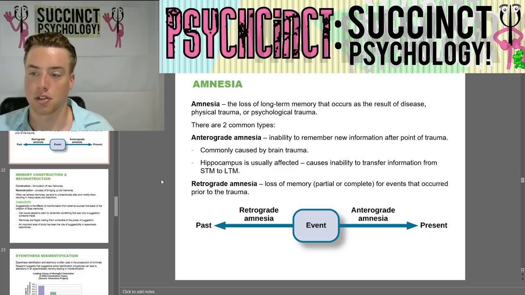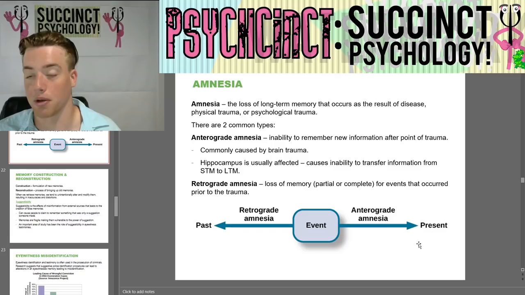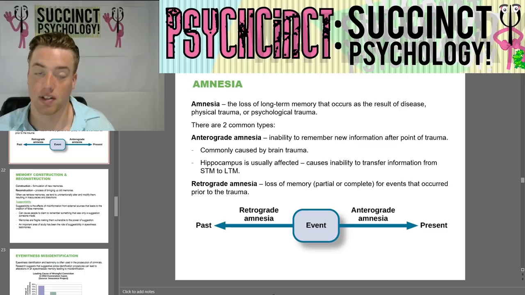And here you have retrograde, you lose your memory of events that occurred prior to the event. Anterograde is the inability to remember new stuff. So if you had a traumatic event and you had anterograde amnesia, you would have an inability to retain new information.